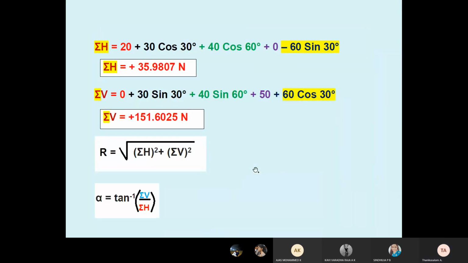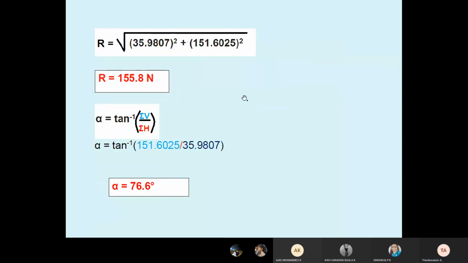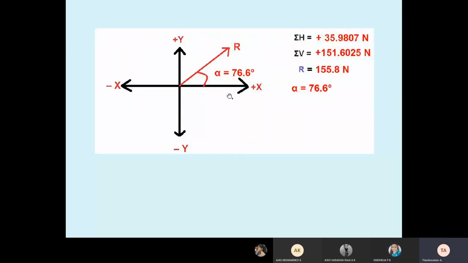After that, you got summation H positive, and summation V also positive. Therefore, the resultant lies in the first quadrant. See here the final diagram. See how we solved it. That's interesting, no? If you understand the concept, this subject is mainly concept oriented. What concept, sir? Mathematics concept. You already studied it from 7th and 10th standard onwards: how to resolve forces, how to convert an inclined force into horizontal and vertical components.